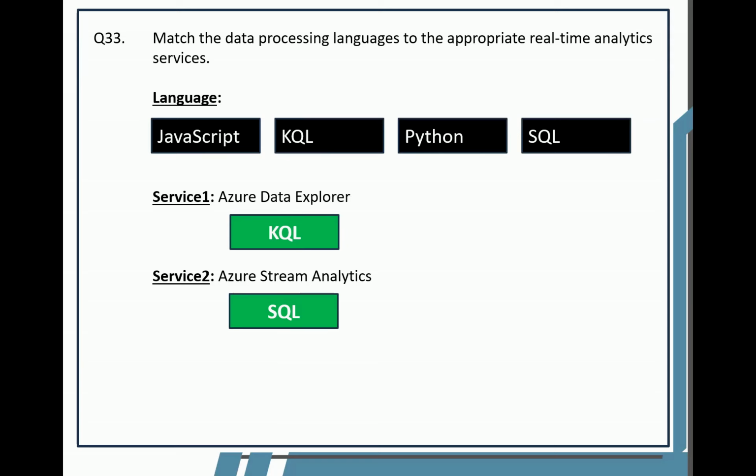Third service being talked about here is Azure Synapse Analytics. Now, Synapse supports both SQL for querying structured data and Python for advanced analytics and machine learning. I choose Python as the correct choice here as we are talking about real-time analytics. Folks, the remaining one, JavaScript, is not typically used directly in these services for data processing.